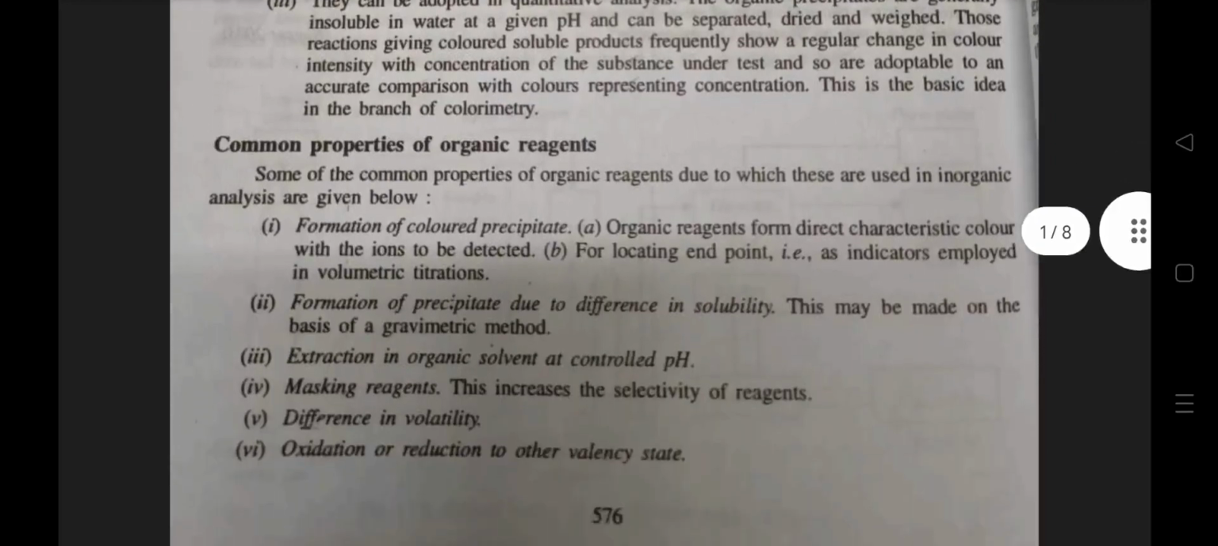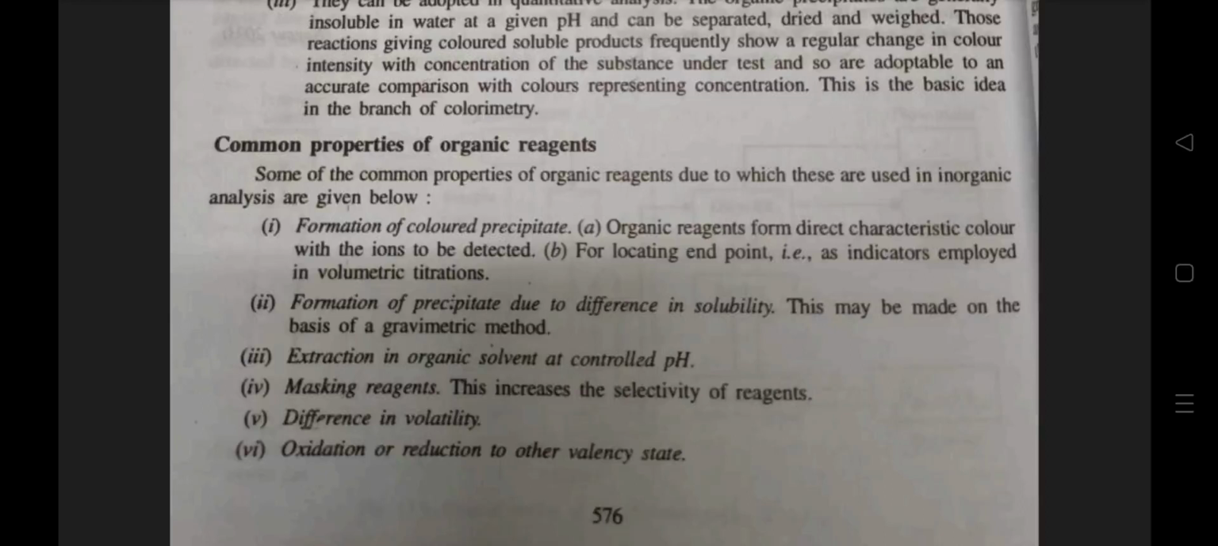Common properties of organic reagents. Some of the common properties of organic reagents due to which these are used in organic analysis are given below. Formation of colored precipitate. Organic reagents form direct characteristic color with the ion to be detected for locating endpoint, that is, as direct indicator employed in volumetric titration.